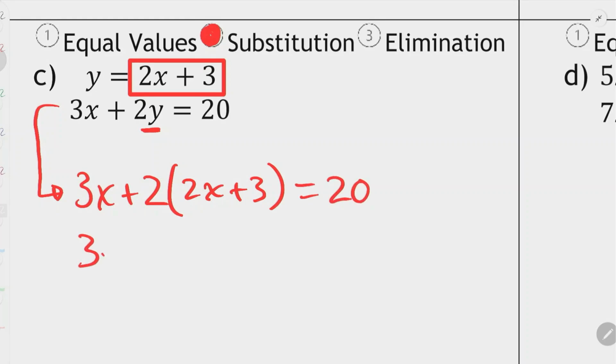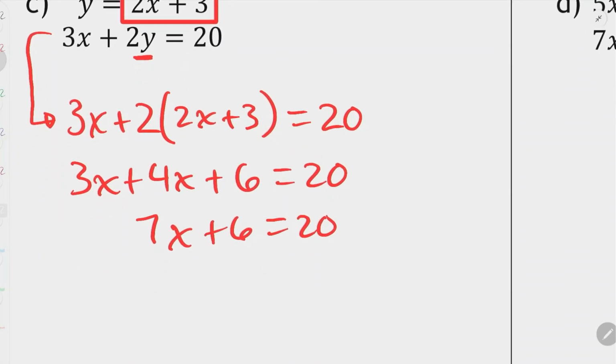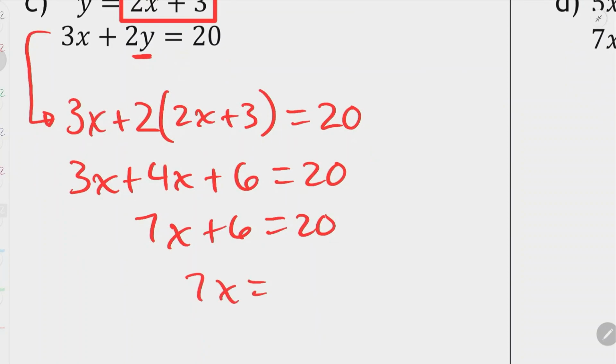So if I use the distributive property, I've got 4x plus 6 is 20. 7x plus 6 is 20. That means that 7x is the number 14, and x is the number 2. So we have found x.